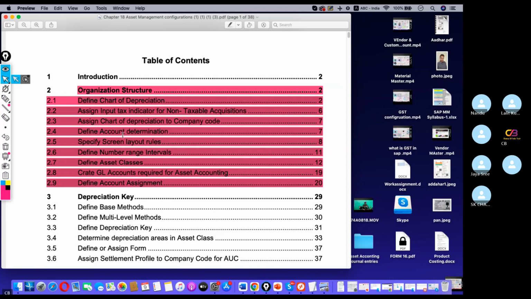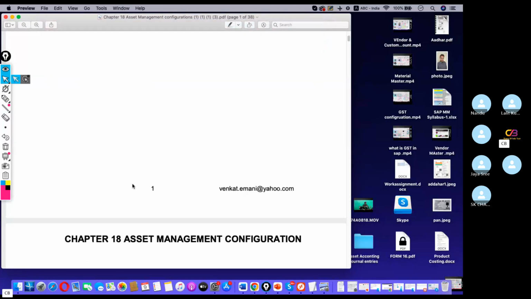configurations. After that, we will do configuration for base methods, multi-level methods, depreciation key, and determine depreciation areas in asset class, assign form, settlement profile to company code. So these are the depreciation key related configurations.